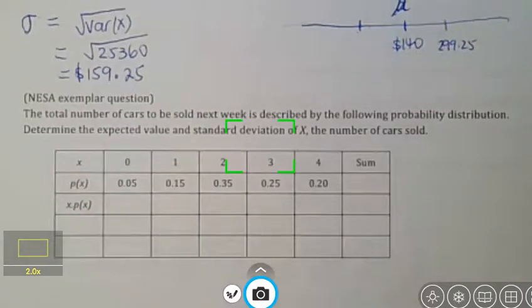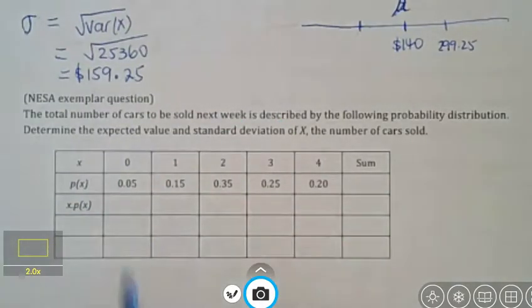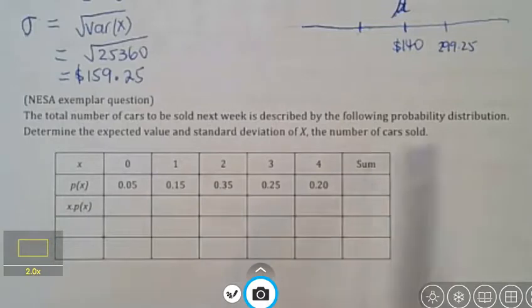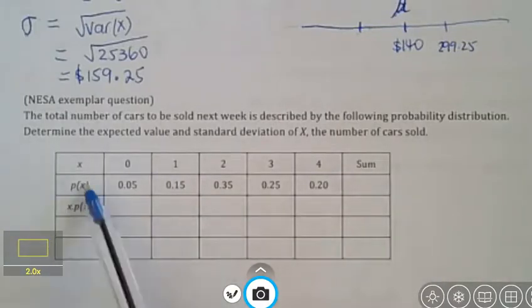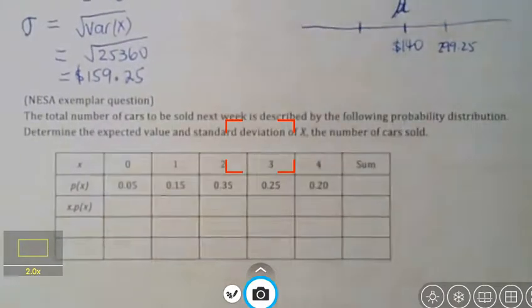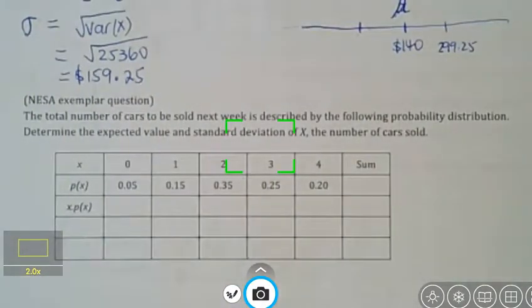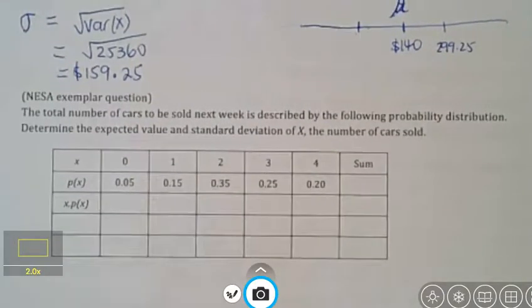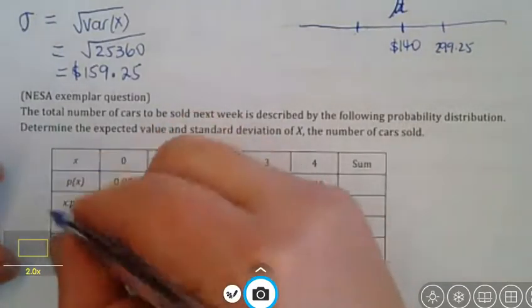We're just going to use any method you want to work out the expected value and standard deviation here. So total number of cars sold next week is described by this probability distribution. We want to determine the expected value and standard deviation. Look, if you want, we can do both methods. What do you want to do? Do you want to try both? I think we should practice. Let's practice both and see if we get the same. Well, I'd have to do the other one somewhere else. So let's just do the x squared one first.